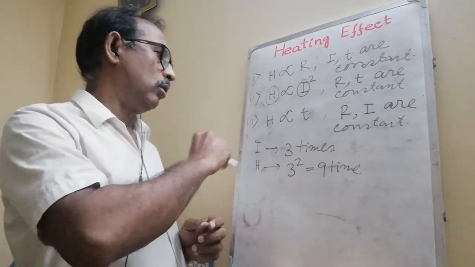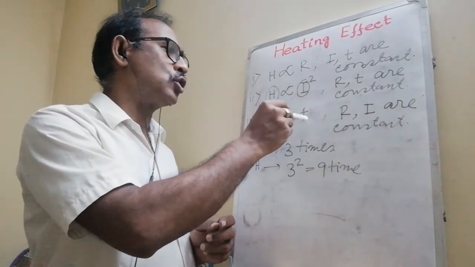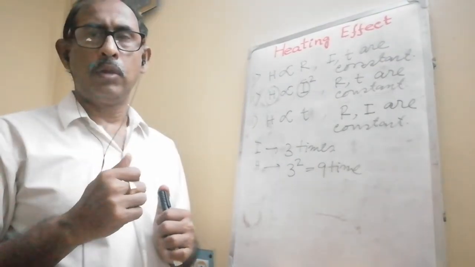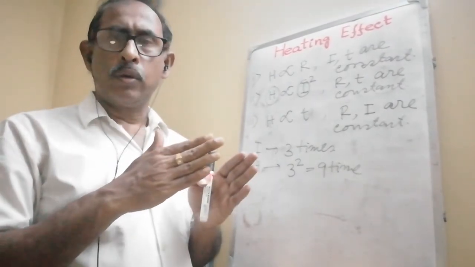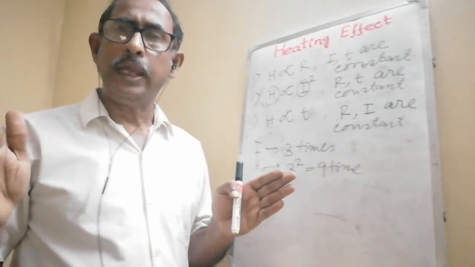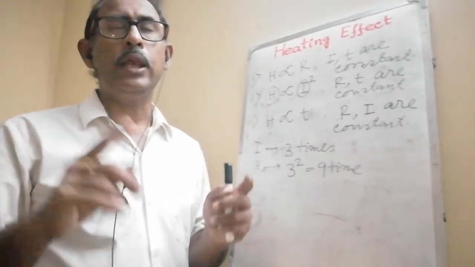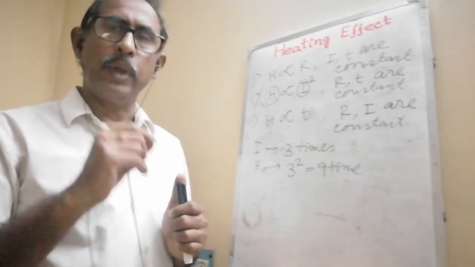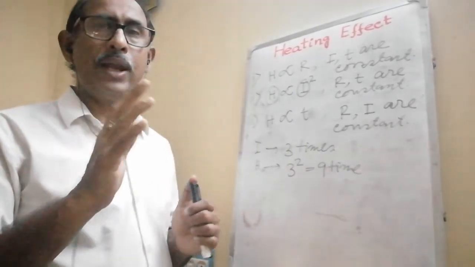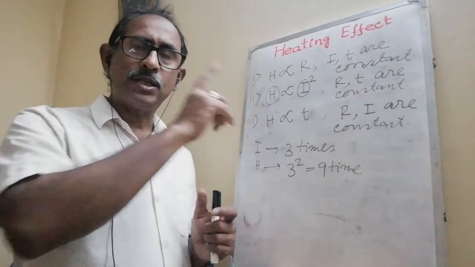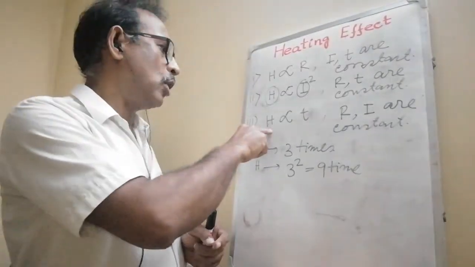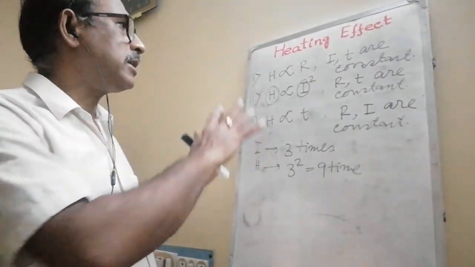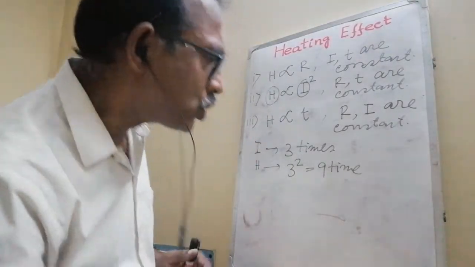Now, the third law: the produced heat is directly proportional to time. Time means time of current flow. If the time of current flow increases, then the produced heat also increases in the same manner. Same manner means if the time increases by 2 times, then the produced heat also increases by 2 times. This is Joule's law.